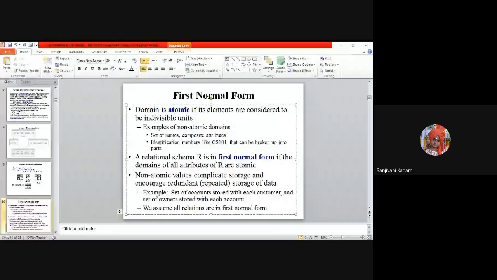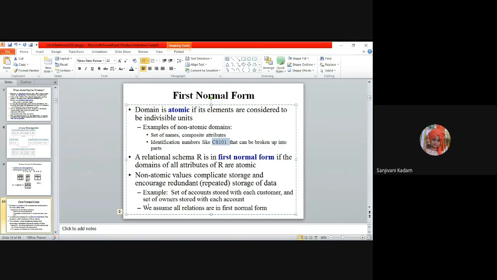So examples of non-atomic domains are set of names, composite attributes just like address, etc., and identification numbers like CS101. We know the course names, course IDs are there. If for computer science I'm having CS, these two letters will give us the branch code, and next it will give whether first year, second year or third year, and the remaining two digits will give us the subject code. Sorry, this one is regarding the semester. So this is how this complete code is broken. It means that this complete code I can break into multiple units, but that's why this will be called non-atomic.